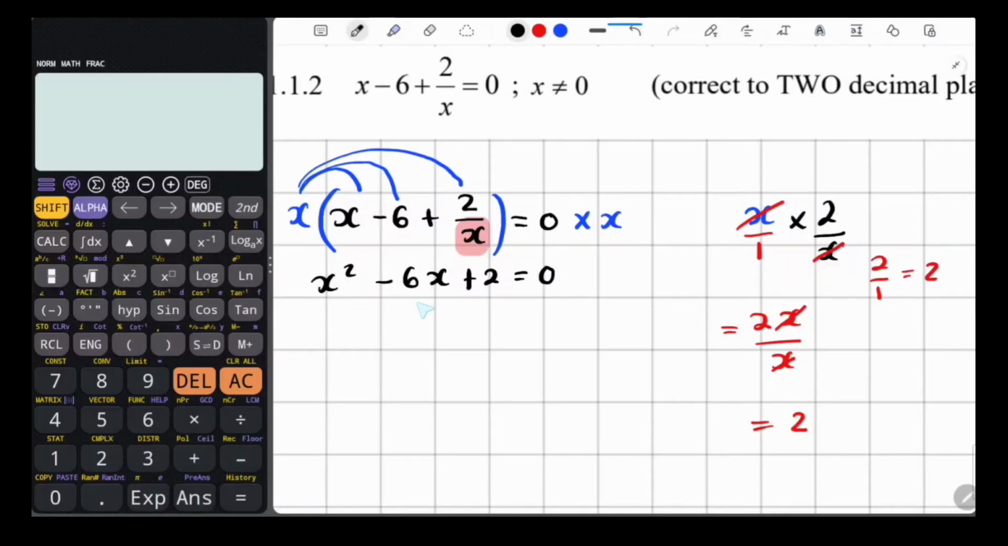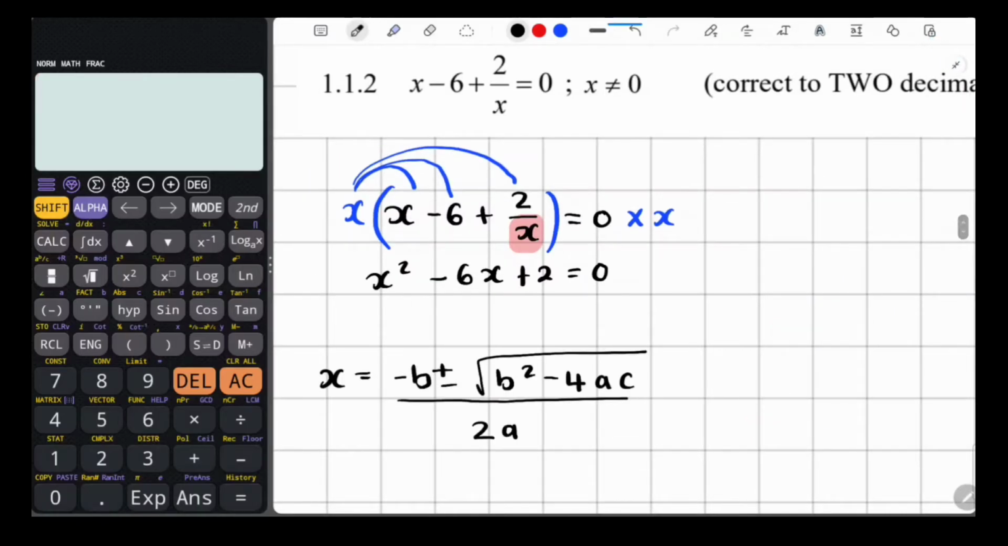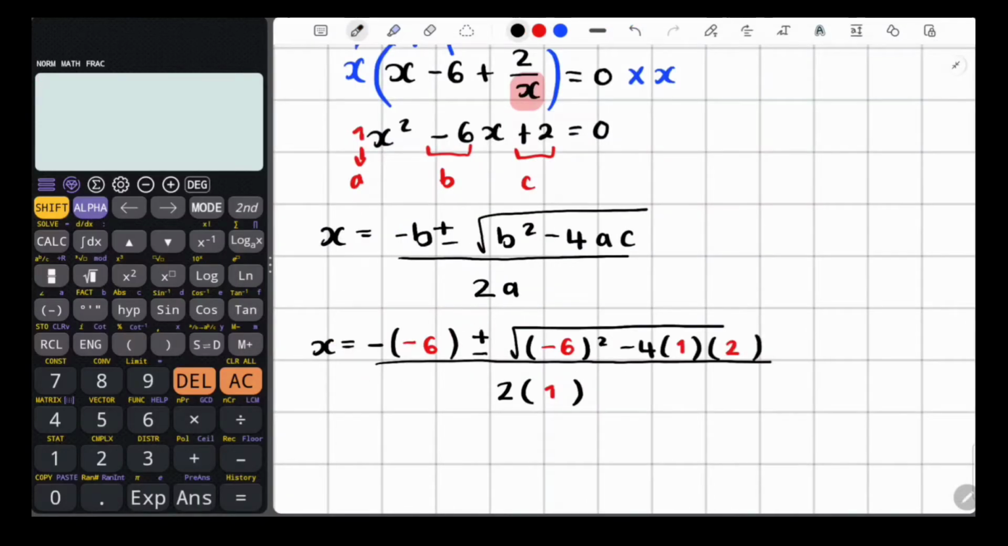So now you see that we have a trinomial, and because they said correct to 2 decimal places, we have to use the quadratic formula. So here's the quadratic formula, and then we're just going to go ahead and substitute our a, our b, and our c. So our a is clearly 1 because that's an invisible 1 in front of the x squared. Our b is the negative 6, and our c is the positive 2. And then let's see what we get.